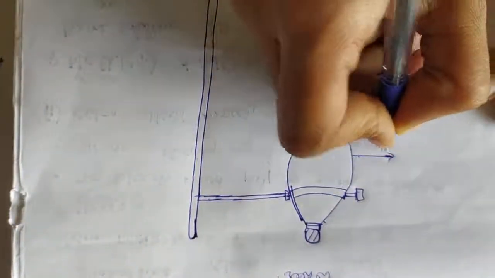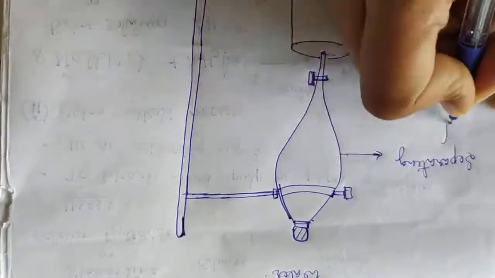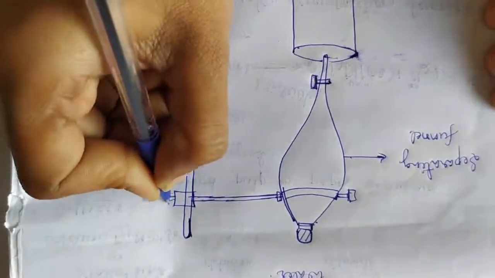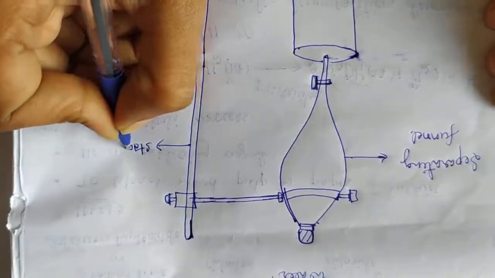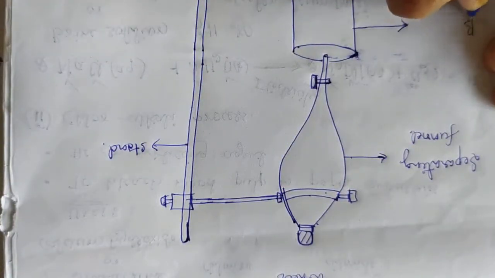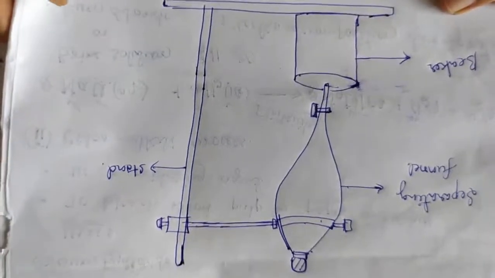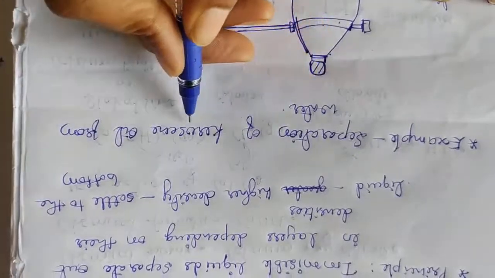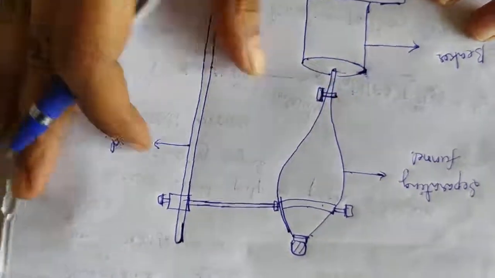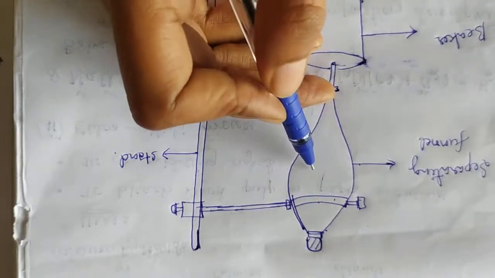This is the separating funnel, and this is the stand, and this is the clamp, and this is the beaker. So here the mixture of kerosene oil and water is placed inside this separating funnel.